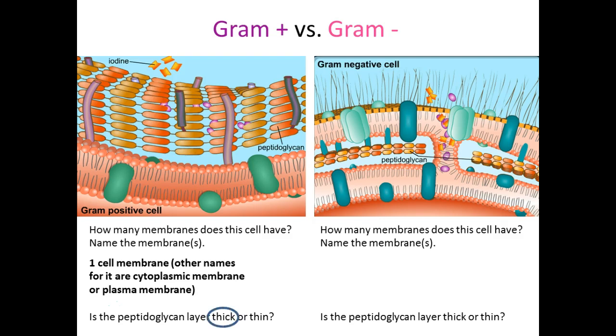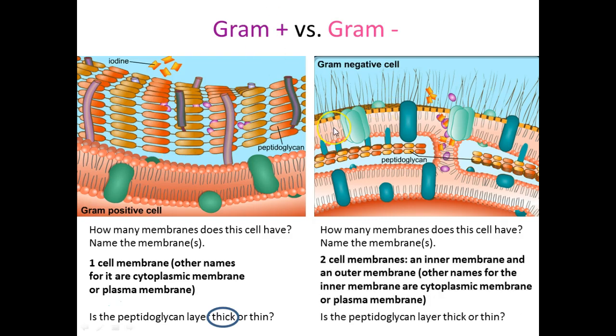In contrast, gram negatives have how many membranes? Two. The cell membrane, and then what's the other one called? The outer membrane. That's pretty easy, it's the outermost covering. Now, its chemical composition is actually quite different from most membranes. Their peptidoglycan layer is thin, and that's the problem. It can't trap in the crystal violet iodine.